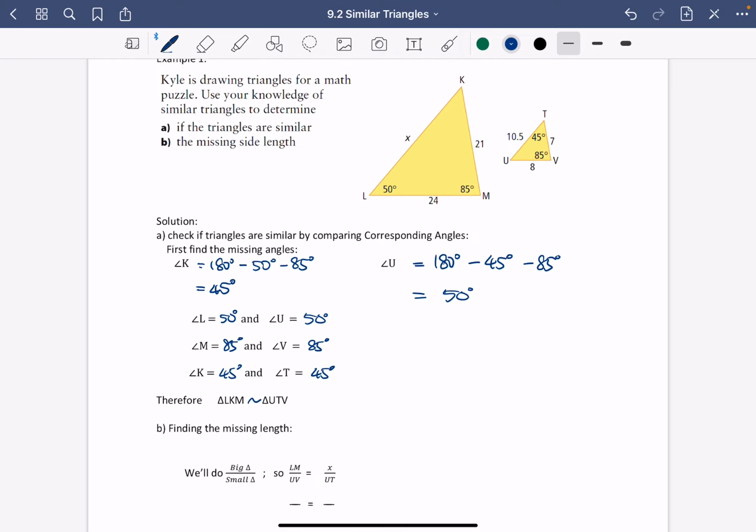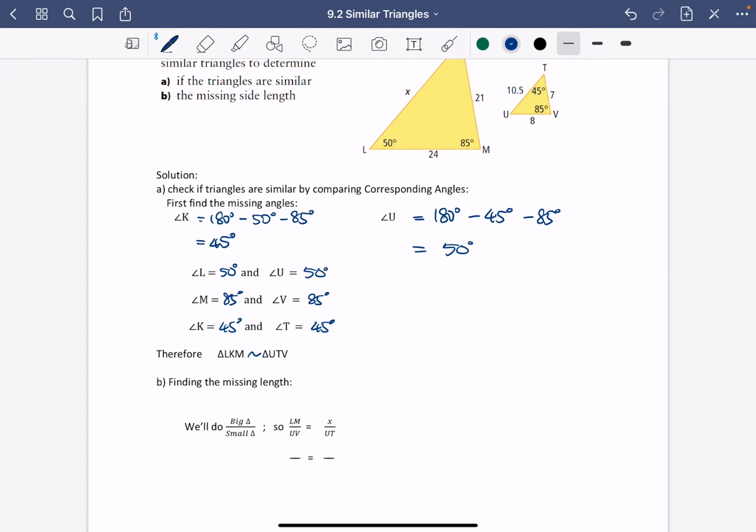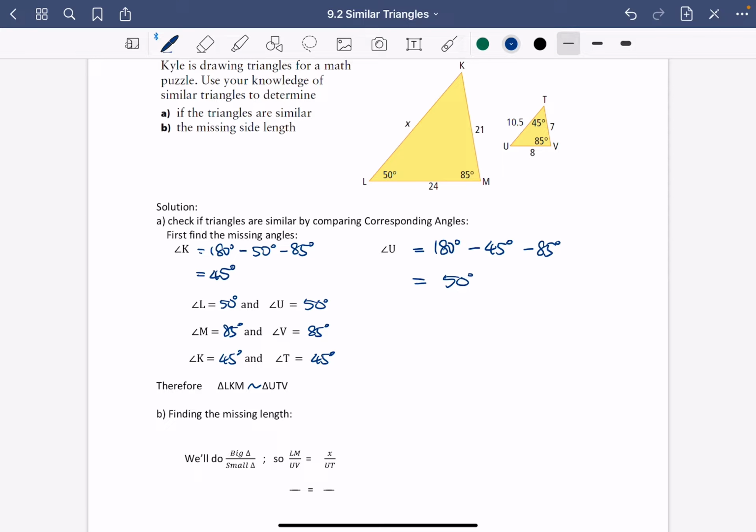And now the question asks you to find the missing length. Remember we said that the corresponding sides are proportional? So we can set up a proportion like this over here.